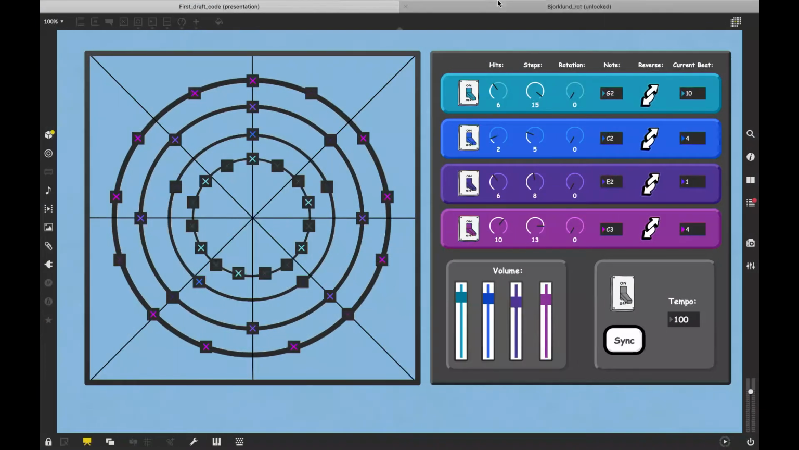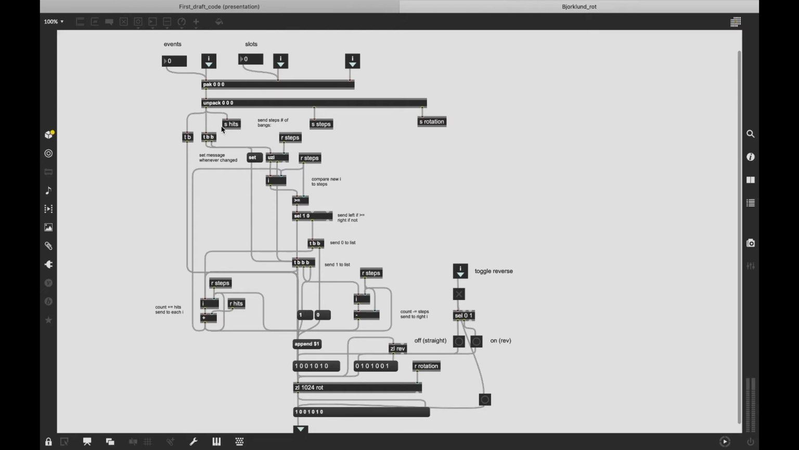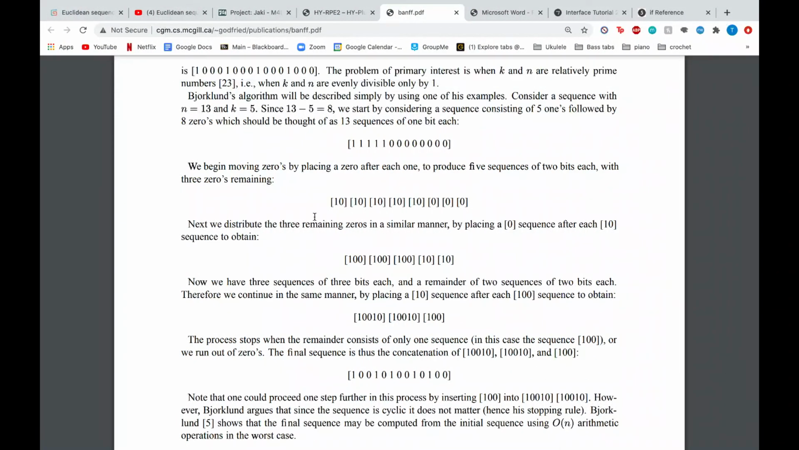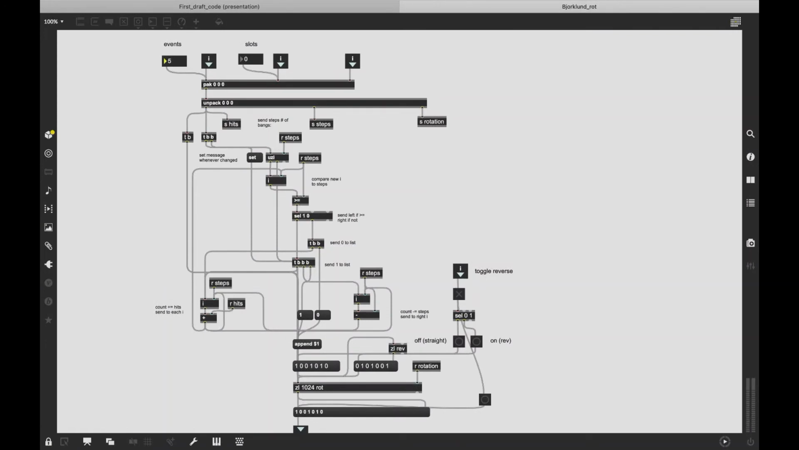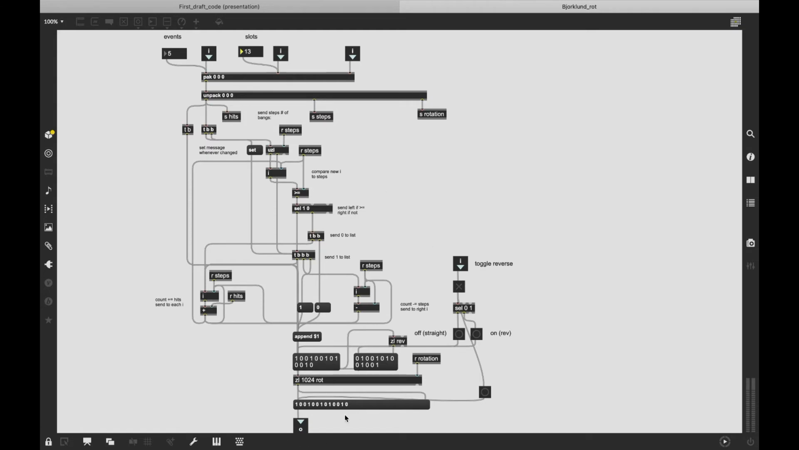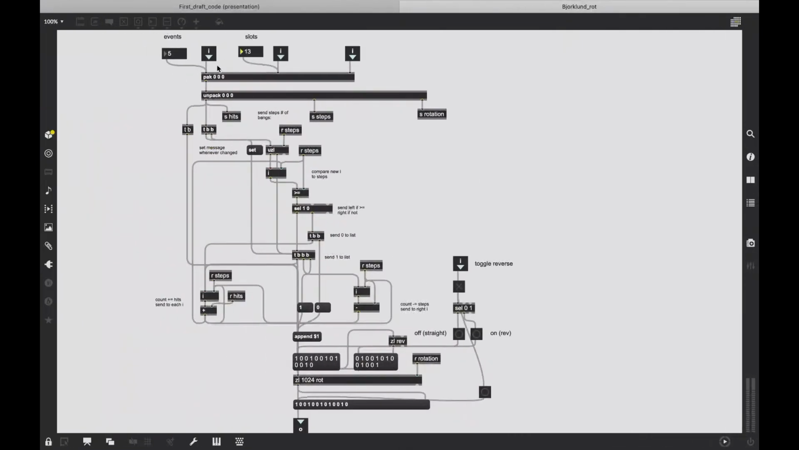So going to this subpatcher that I've built, we can see how this algorithm works. Like this example before, here we have 5 events being spaced over a sequence of 13. So if we put this into this algorithm here, 5 events over 13 slots, we end up with the same pattern down here as Brooklyn did. So we can do this with anything.